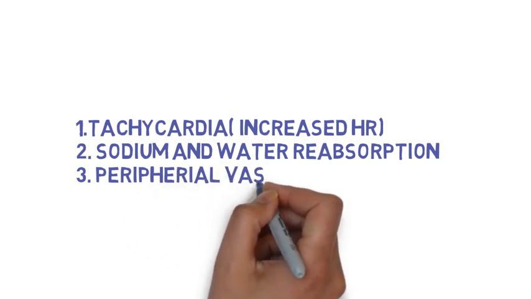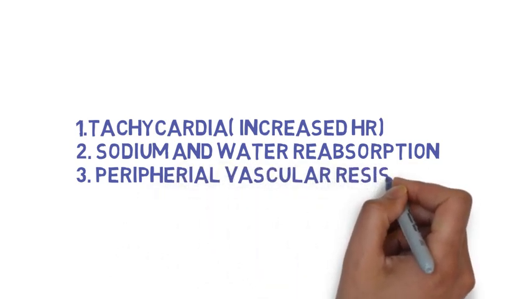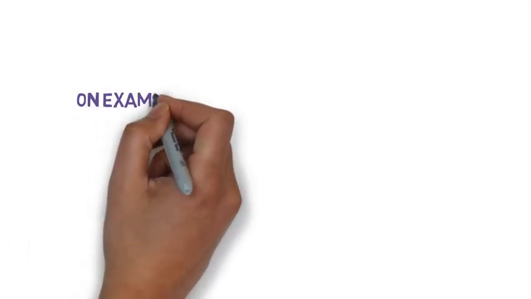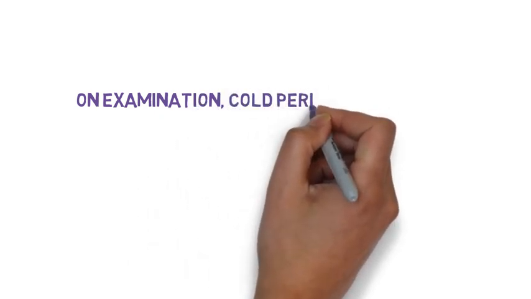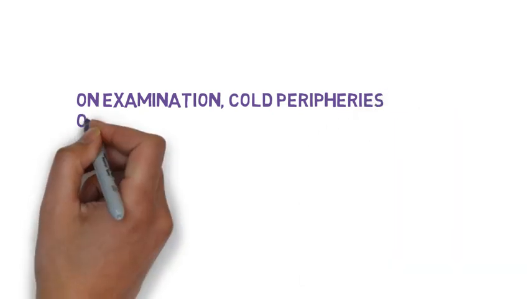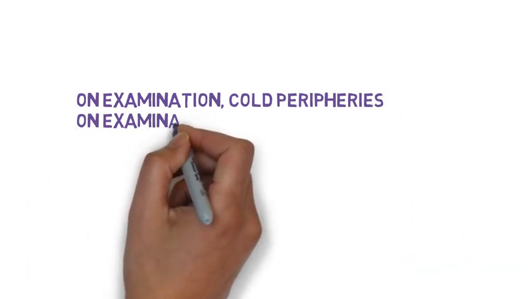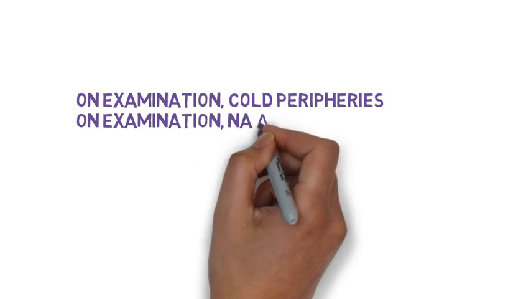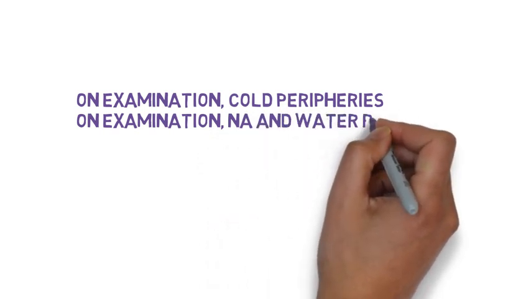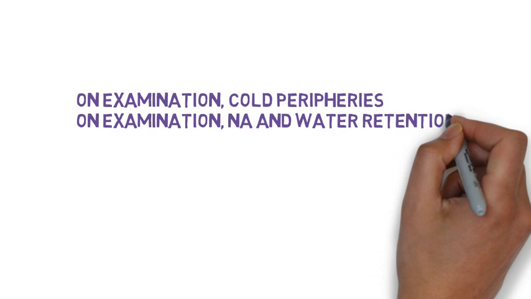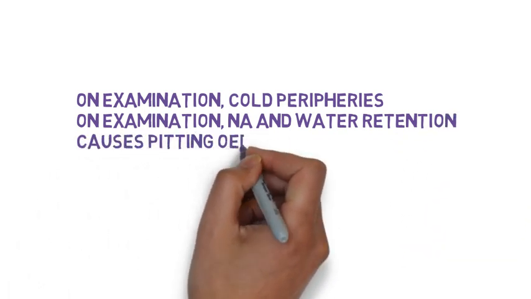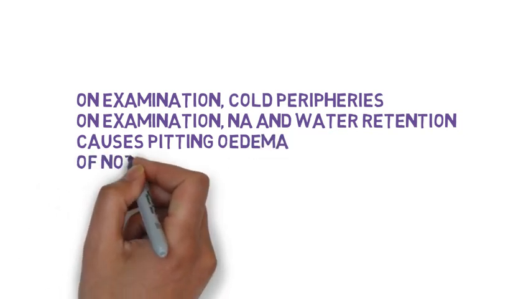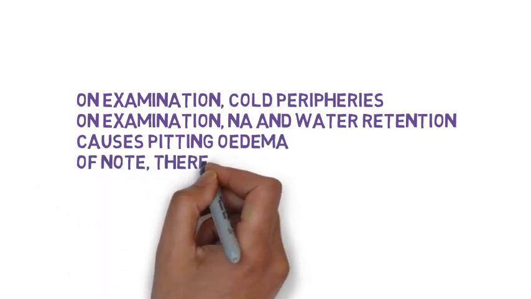This peripheral vascular resistance will cause cold peripheries. And if you were to examine someone with heart failure, do a head-to-toe assessment, you would notice from feeling their hands that their hands would be very cold, and this is due to the peripheral vascular resistance. The sodium and water retention caused by the sympathetic or fight or flight system will cause fluid overload, and this can be seen on examining a patient with heart failure as pitting edema in the ankles.